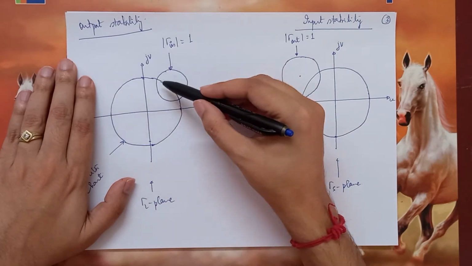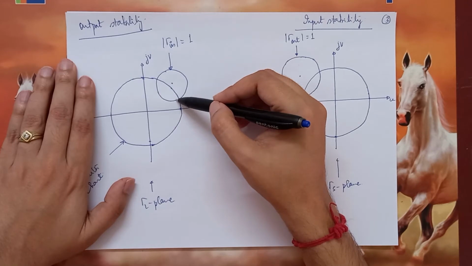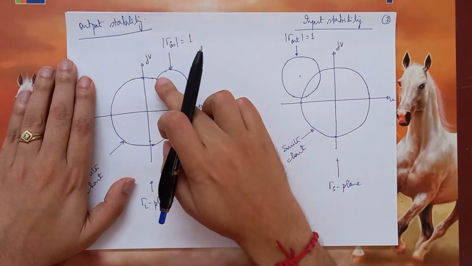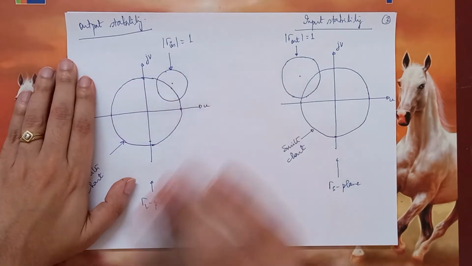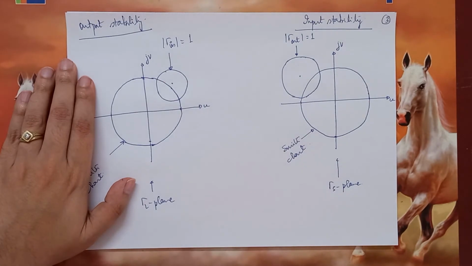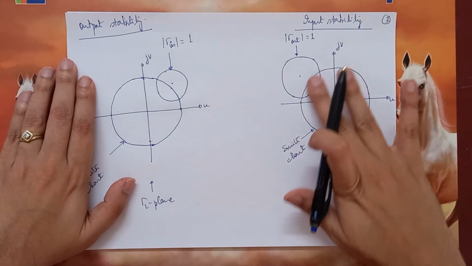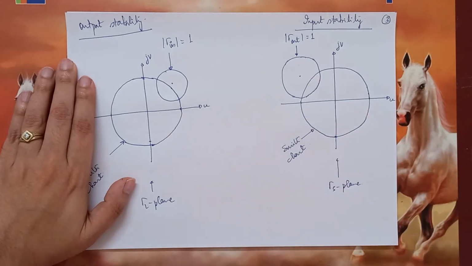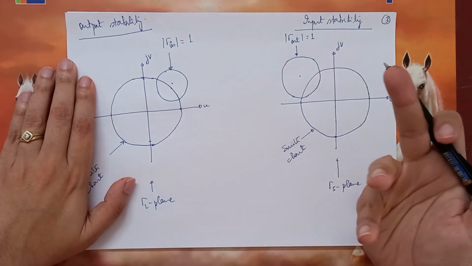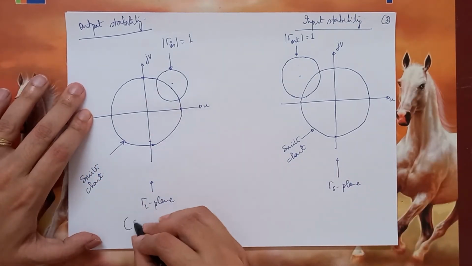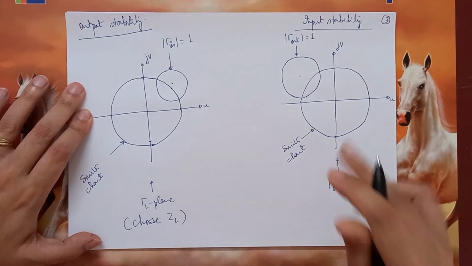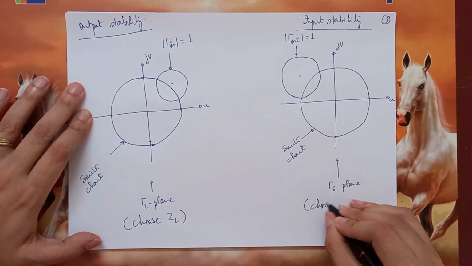One good thing is that we must choose any impedance that is inside the Smith chart. That is either this area or this area, which is common. We cannot choose anything outside the Smith chart because then that would mean there is negative resistance. Likewise, for the input case, we can choose something over here or in this common area. Choose what? Choose the impedance. So in the gamma L plane, we have to choose ZL, and in the gamma S plane, we have to choose ZS.